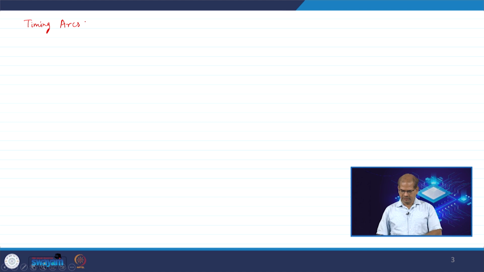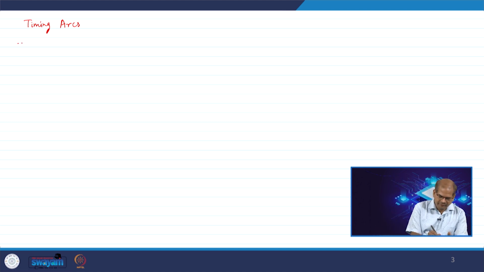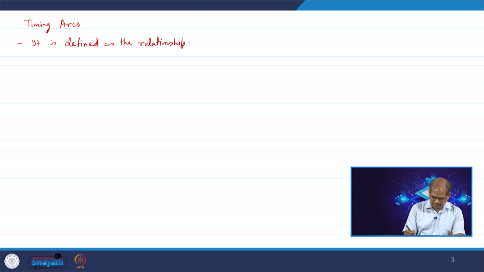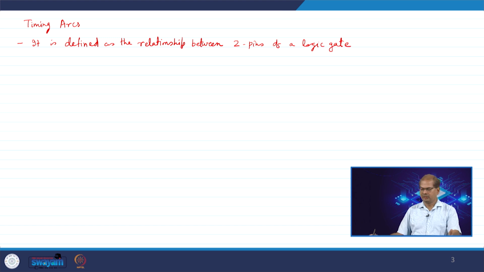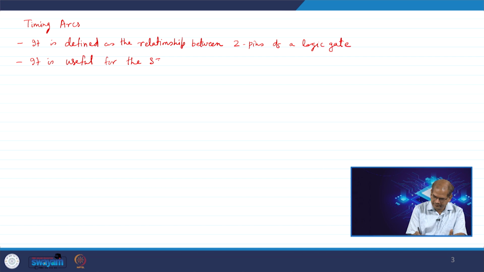So, what is this timing arc? It is basically defined as the relationship between two pins of a logic gate. This logic gate can be combinational or sequential. This timing arc is useful for the STA tool to do timing analysis.